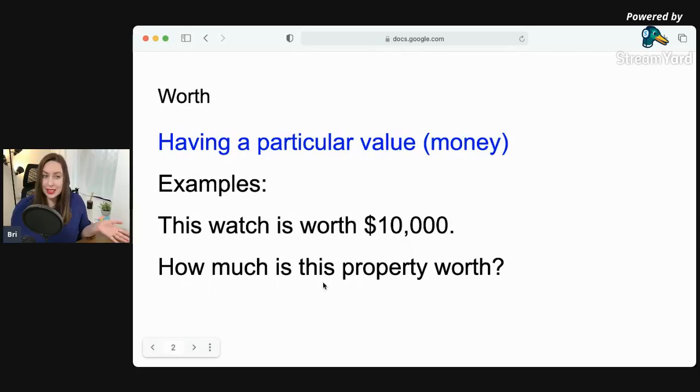We can use it in a question form. How much is this property worth? If you're looking to buy or sell a piece of land, you need to know the value of it. So how much is this property worth? What is the monetary value of this property? Everyone understands this one so far? Very good. That's an easy one.